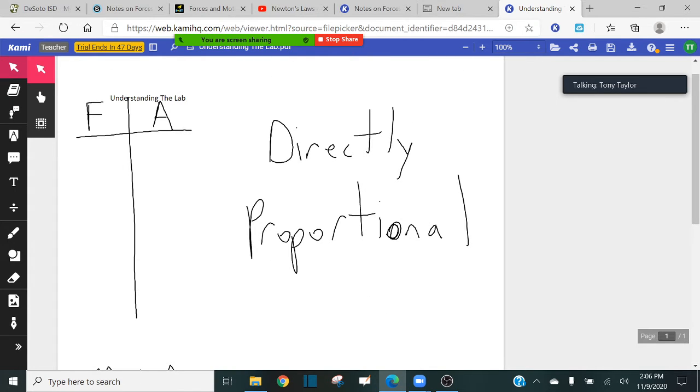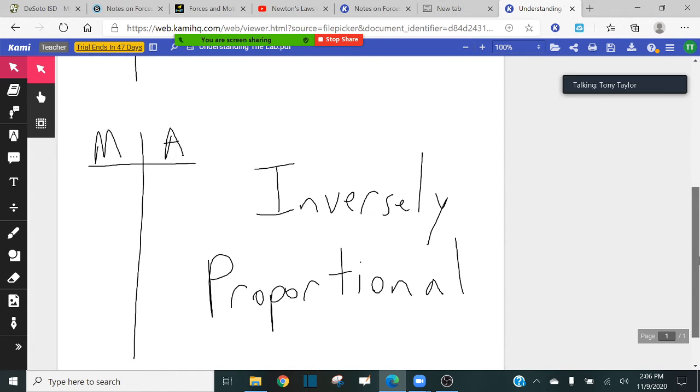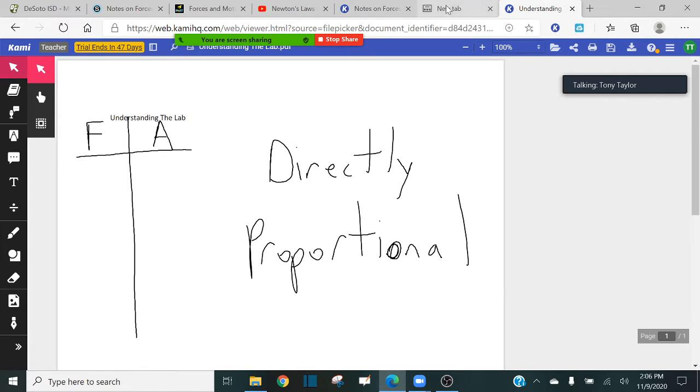Force is directly proportional to acceleration. Basically, what that means is as force increases, acceleration likewise increases. As one goes up, the other goes up as well. So be sure you know those terms: direct proportionalities and inverse proportionalities.